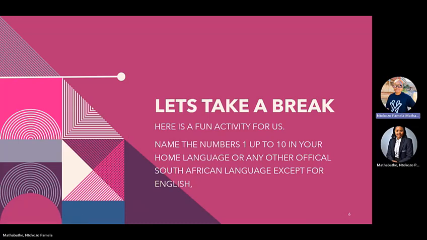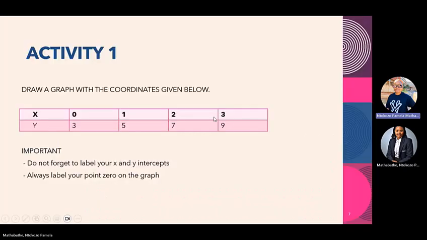Now, before we go further, let us take a quick break. Here is a fun activity for all of us. We are going to name the numbers 1 up to 10 in our home languages or any other official South African language except for English. For the day, I will appoint English as my home language and give you all an example of how we count in our languages. So in English, we say 1, 2, 3, 4, 5, 6, 7, 8, 9, and 10. Now, I want to hear how we count in your language. It may be Sepedi, isiZulu, isiXhosa, isiNdebele, Afrikaans, or any other South African official language. Teach me how to count in your language. Let us teach each other how to count in our different languages.